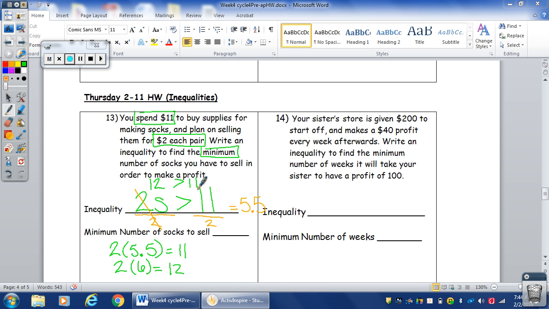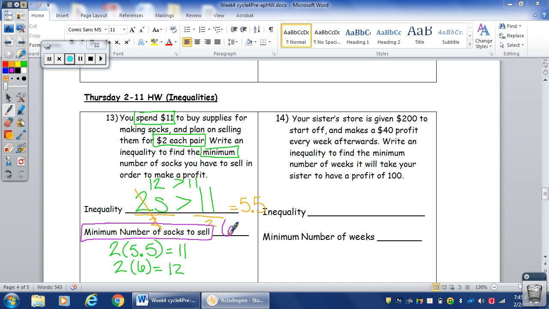So after I set up my inequality, I need to actually answer the question. The minimum number of socks to sell would be 6, because I would need to sell 6 of them in order to make a profit and finally be over $11.